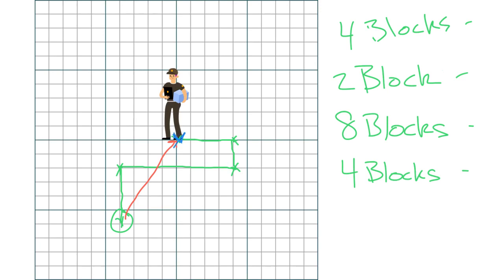And so this guy starts off, reads his instruction, goes 4 blocks, 1, 2, 3, 4, drops off the first package. Then he goes 2 blocks, 1, 2, drops off the second package. Then he goes 8 blocks, 1, 2, 3, 4, 5, 6, 7, 8, drops off the third package. And then he goes 4 more blocks, 1, 2, 3, 4, drops off the last package.